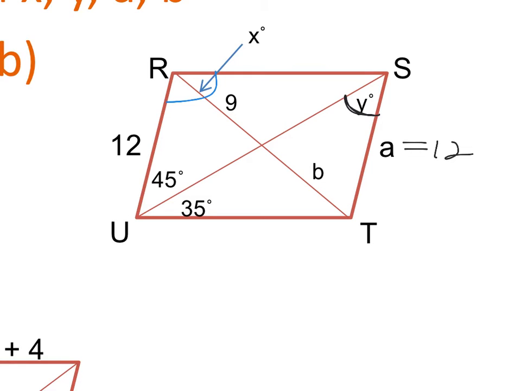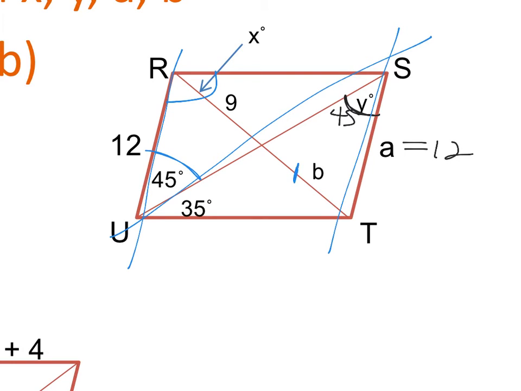How much is Y going to be? 45. Good. Because if you notice, we've got our parallel lines that we could draw here and our transversal, making these alternate interior angles. Okay, what about segment B? This thing right here. How much is that? 9. Okay, because this is the diagonal and they're congruent because it's bisected.